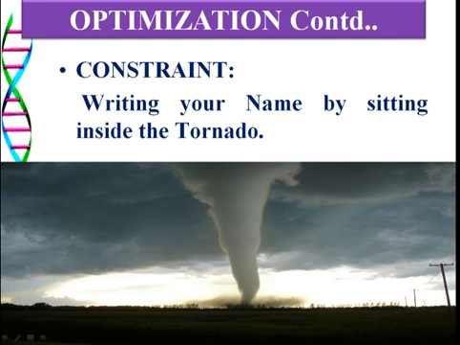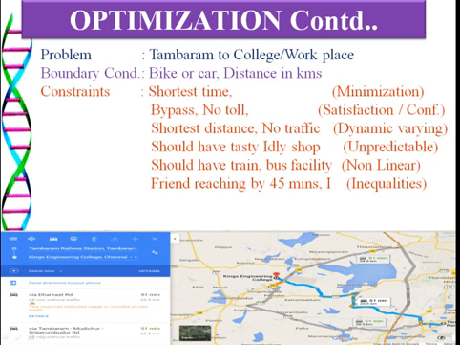How? We can build a very strong house, or we can build a cubicle which is strong enough to withstand the tornado and other things, and we can sit inside. If you write your name, then it is the solution. So this type of problem can be solved using a genetic algorithm, while a simple constraint problem can usually be solved using mathematical equations itself. Okay, so let us come to the next example. Here you can understand the different types of constraints available and the necessity of the genetic algorithm.